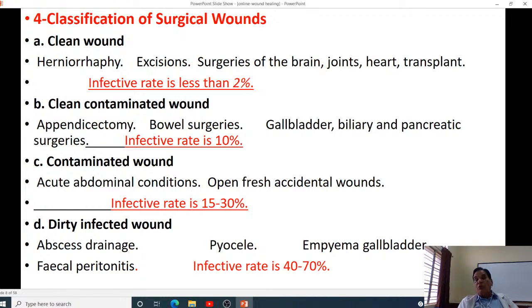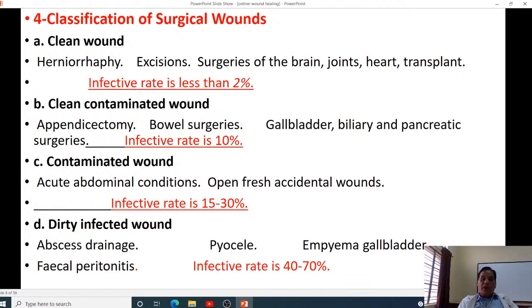All our attempt should be to minimize it. Then comes contaminated wounds. These wounds are already contaminated. The pus or infective focus is already there. Like what? Acute abdominal conditions of a perforation peritonitis and roadside accidental injuries. Here the mud, dirt itself is causing contamination. So end result, the chances of infection are very high, more than 15 to 30%.